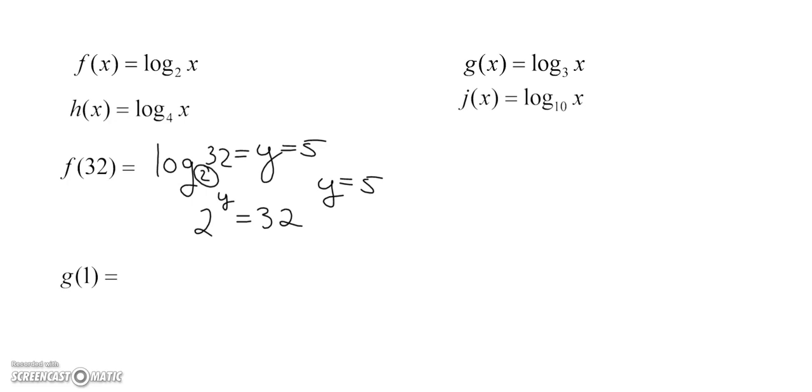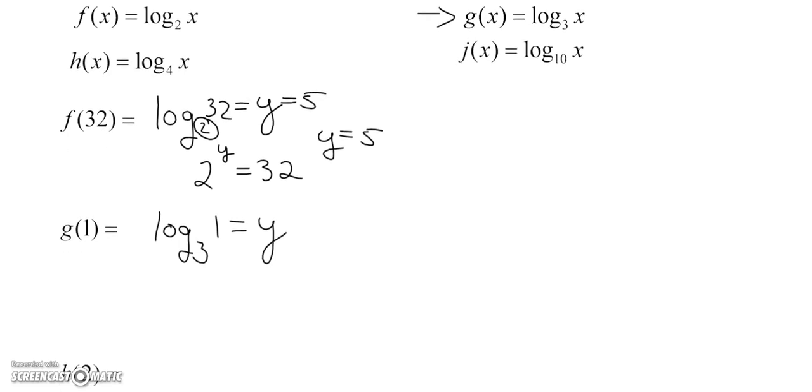I can do the same thing for g of x. G of x is located over here. We're looking at log base 3 of 1 equals what? We don't know, but again, we're in log form, and to solve this, we're going to put it in exponential form. So 3 is the base of my log, I'm going to raise it to what's on the other side of the equal sign, and I say equals 1. 3 to the what equals 1? Well, the only possibility is that y equals 0.